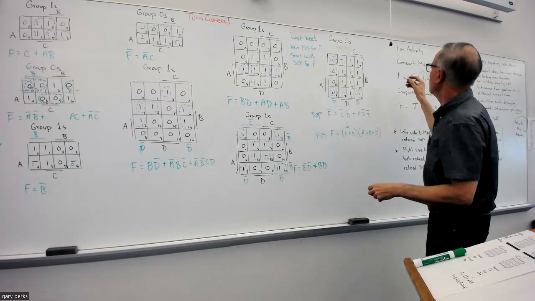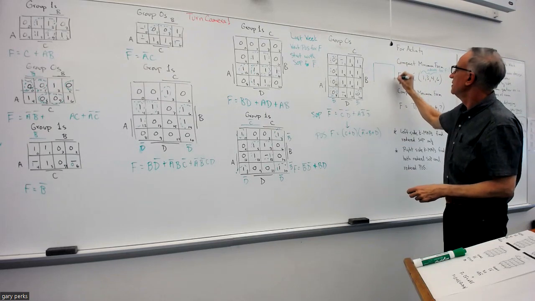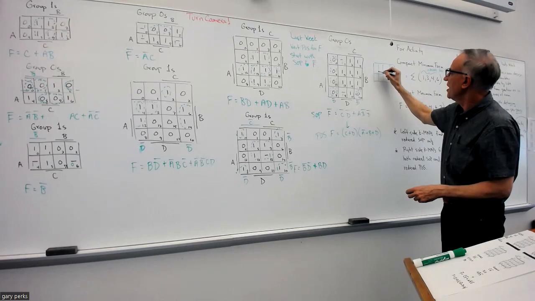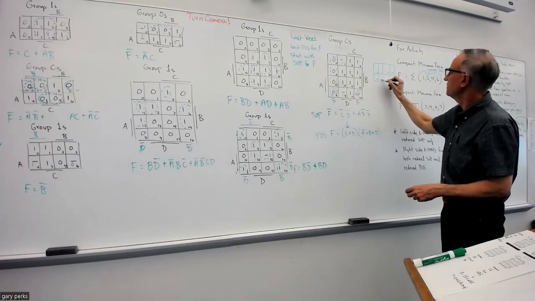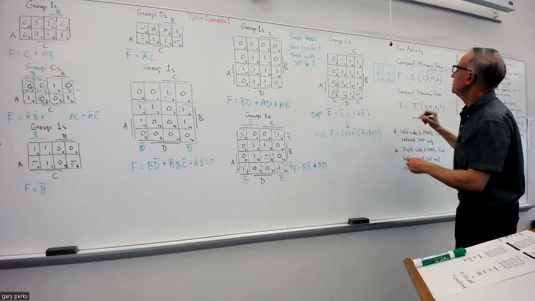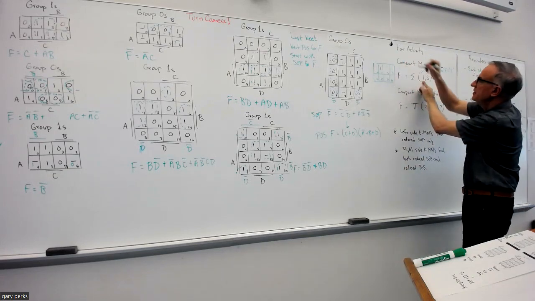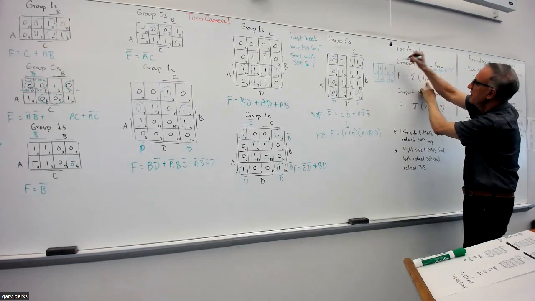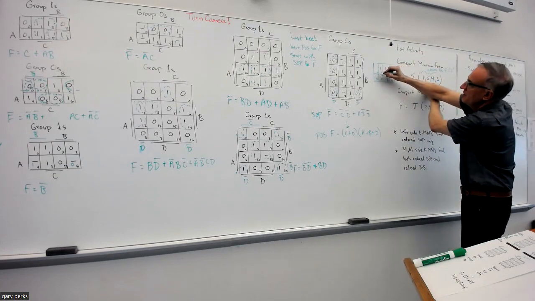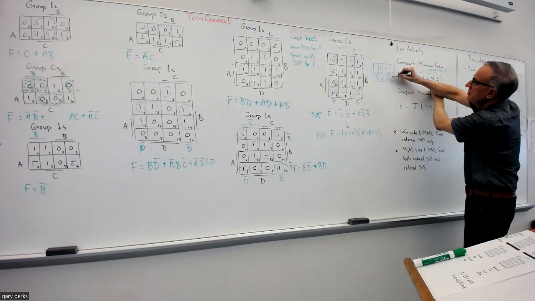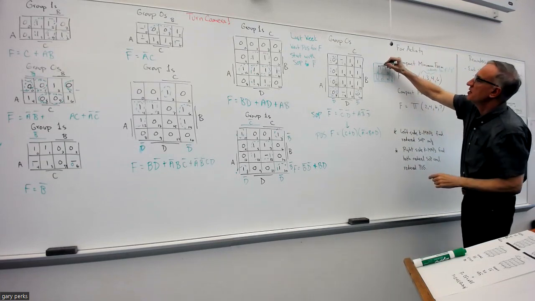Well, here, I'll write it. So say we have an 8-cell K-map, 0, 1, 3, 2, 4, 5, 7, 6. Okay, well, this compact min form, it's telling us where the 1s are. So there would be a 1 in cell 1, there would be a 1 in cell 3, there'd be a 1 in cell 4, there'd be a 1 in cell 6, and then all the others would be 0.